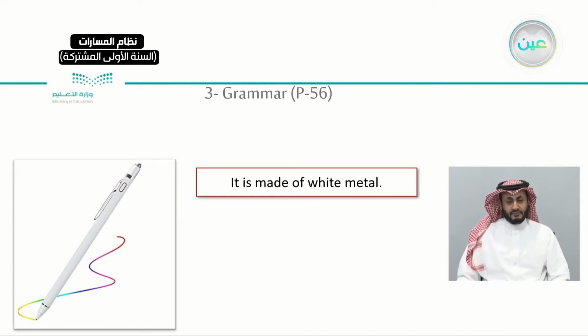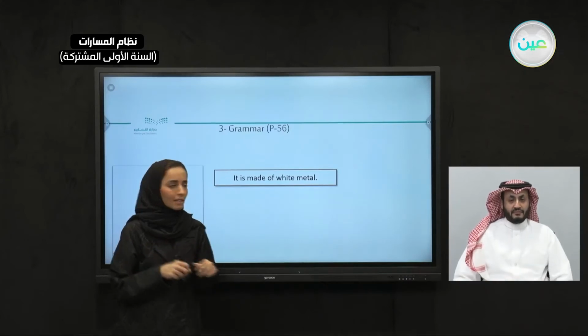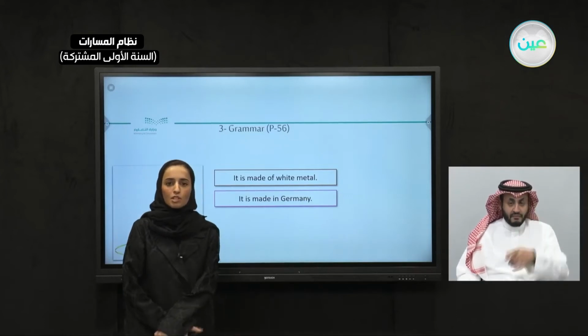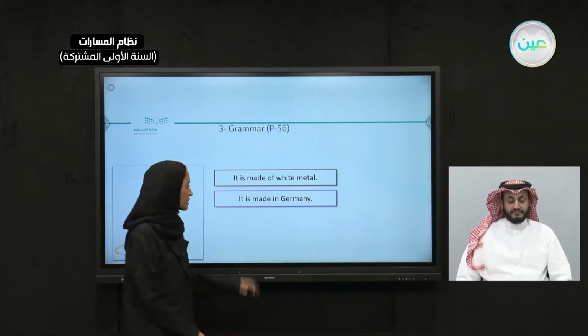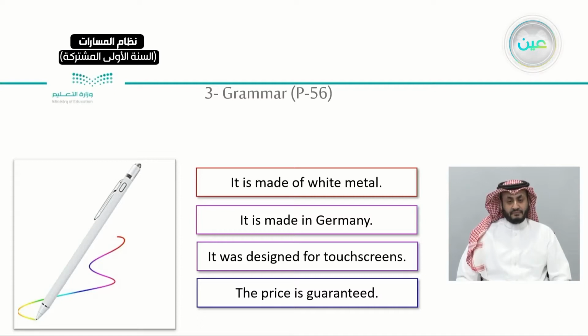Back to the pen in here, and as I have told you, it is made of white metal. When you look at it, the color is white and it is made of metal. Also, it is made in Germany. People in Germany made this one. And it was designed for touch screen. It is specifically made for a touch screen. And also here, the price is guaranteed. Those people who I got it from, they told me the price is guaranteed. If anything bad happened to the pen, we will give you your money back.